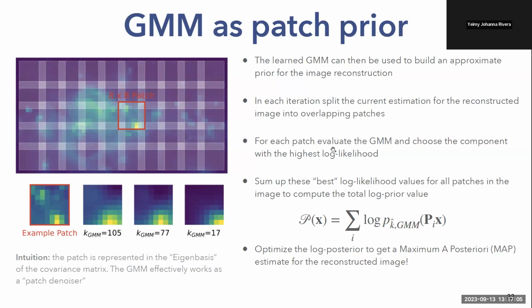So in each iteration of the reconstruction process, the current estimate for the reconstructed image is split into overlapping patches. Then for each of these patches, I choose the most likely Gaussian mixture component. And then I can sum up these best log likelihood values for all patches in the image. In this way, we compute an approximate prior for the total image.